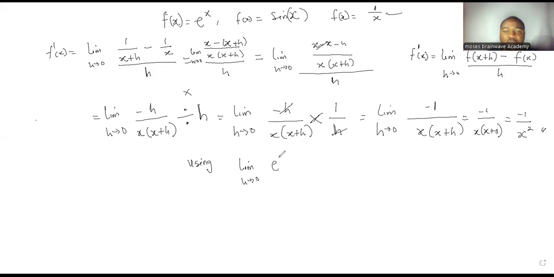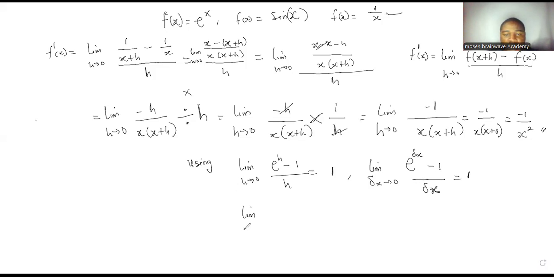Now, if you have exponential h minus 1 upon h, this is going to be 1. Remember, this is just change. So if I define this as the limit of change in x goes to 0, exponential change in x minus 1 upon change in x, this is equal to 1. So please remember, we are going to be using some other standards. Let me give you two more.